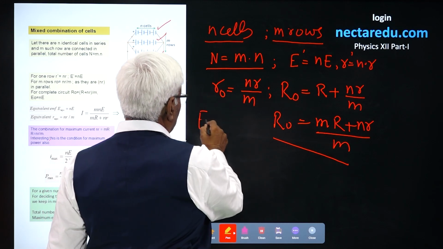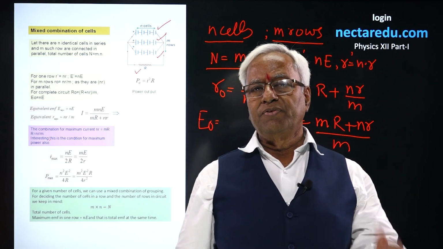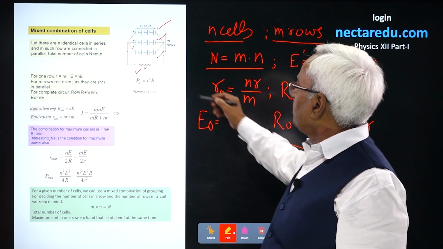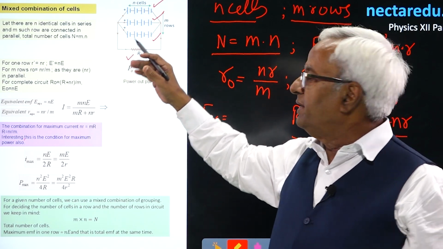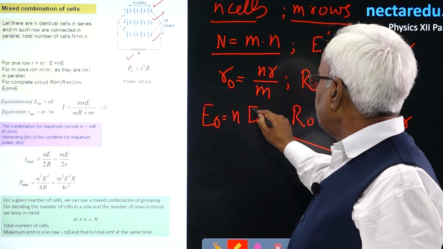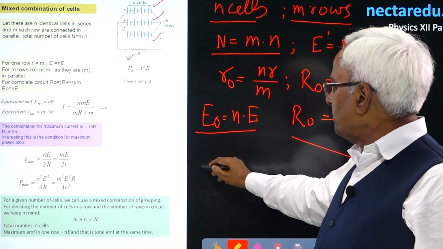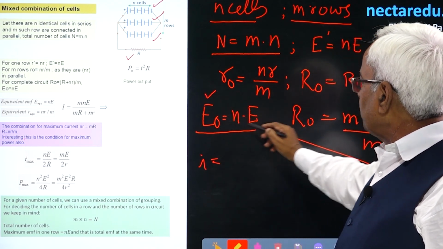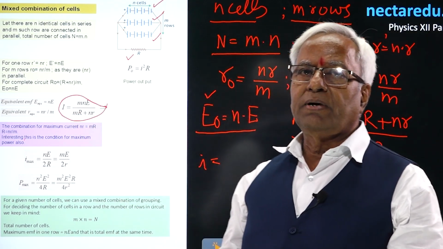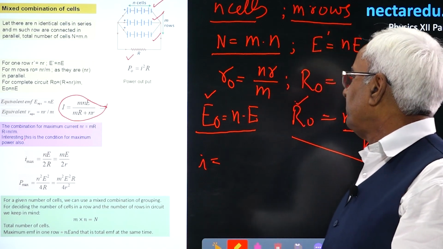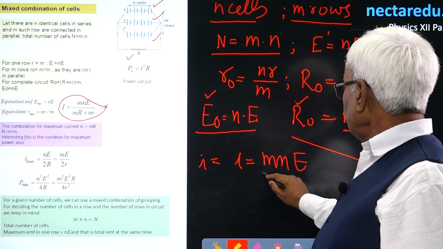Total EMF: because in parallel combination, when the cells are identical in all branches, the EMF is never added. Total EMF is going to be nE, nE, nE so many times, but overall the resultant EMF is going to be nE itself. Now you have the total EMF and total resistance. That means the current you are going to have is total EMF divided by total resistance, and the value would be mnE upon mR plus nr. You see, the current you are getting is this.